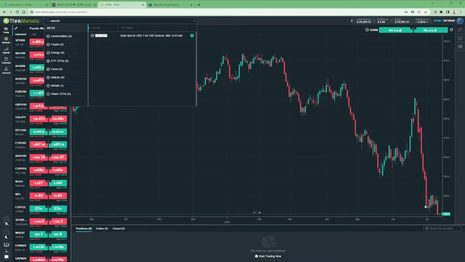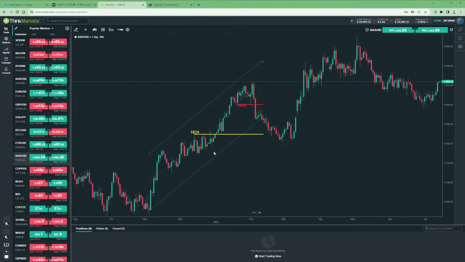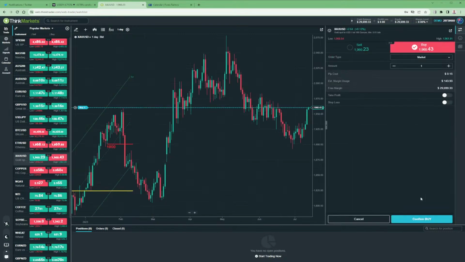I want to come back to this later on because I think we've got a trade here on corn of all things. But let's have a look at gold. You can see the exact chart I just showed you. So you can do all your technical analysis here. And to get a trade going, we simply open this little window out here, and this is our dealing ticket.